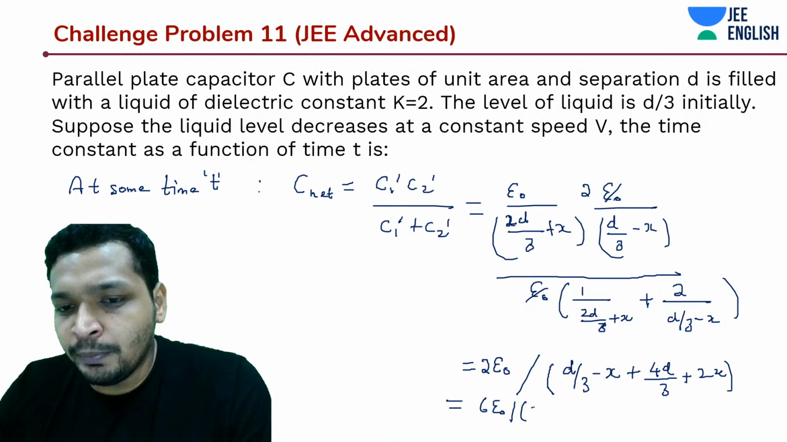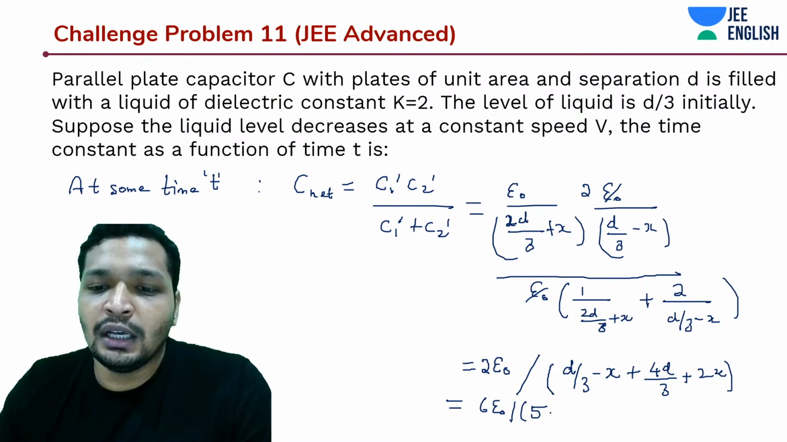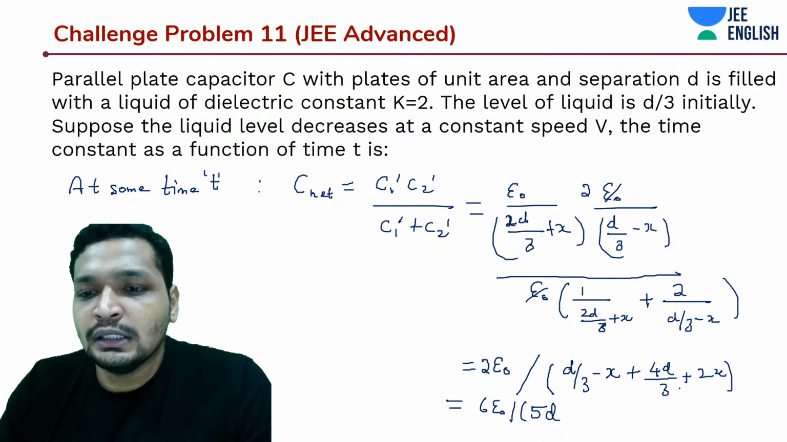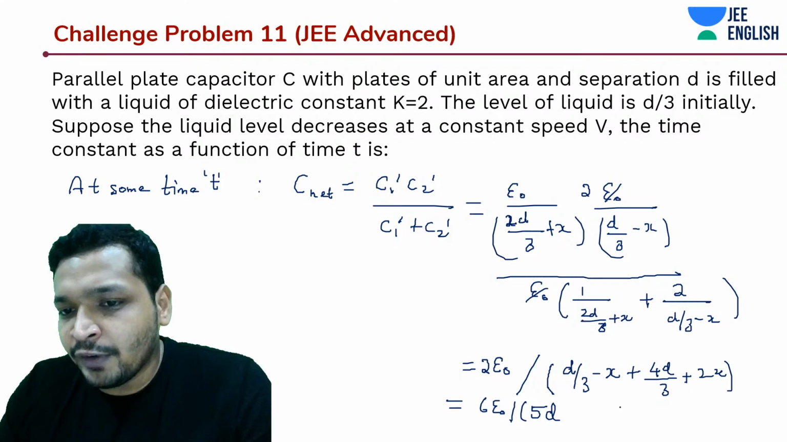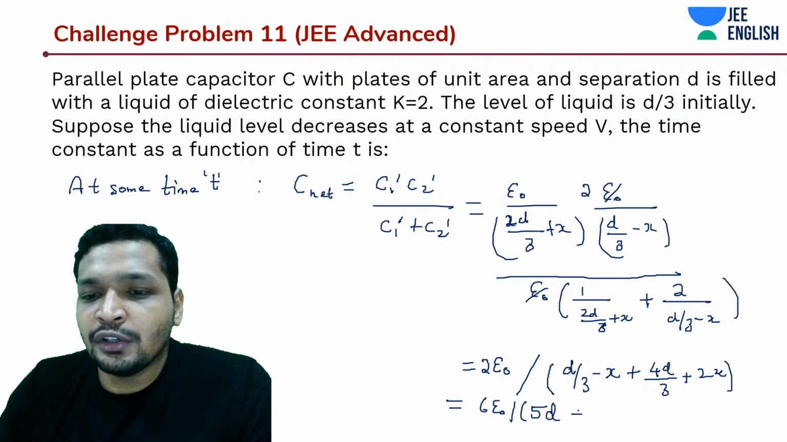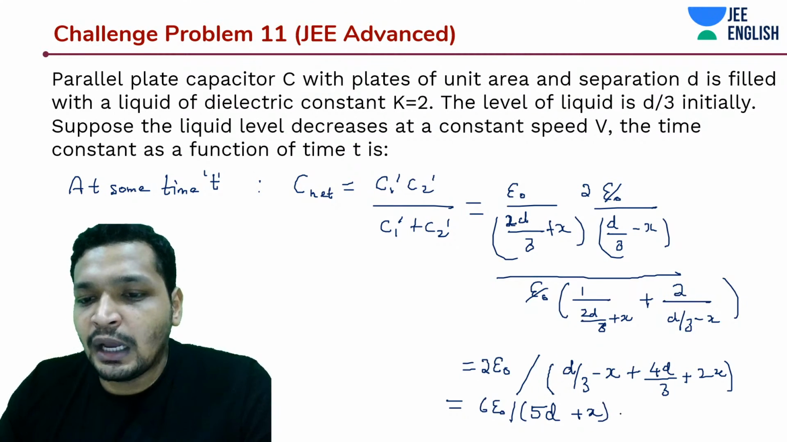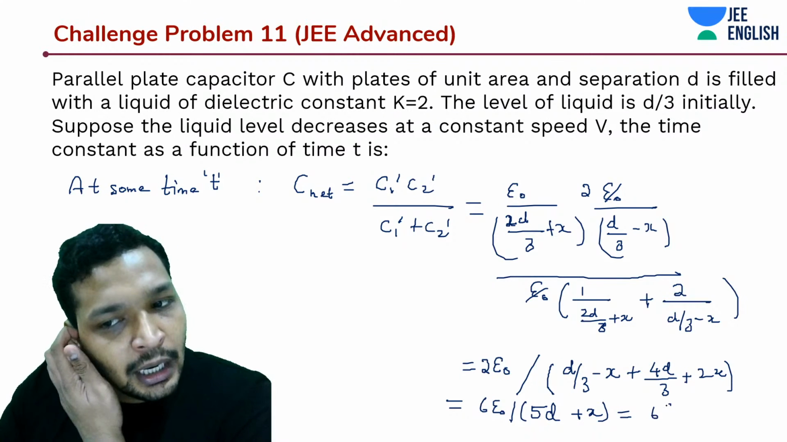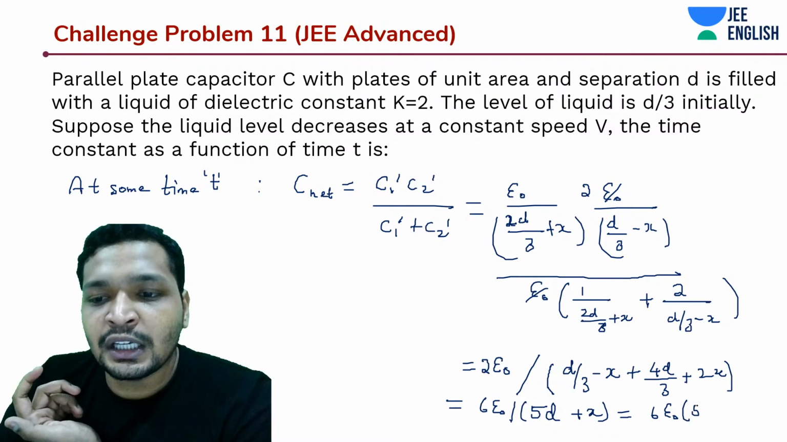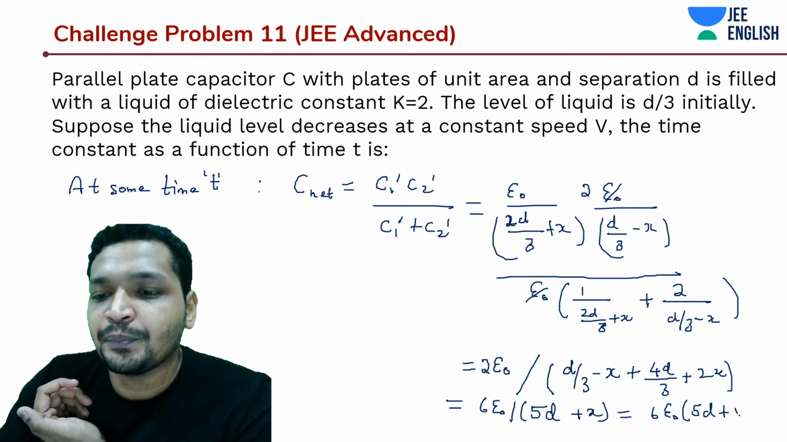3 goes on the top, that is going to become 6 epsilon naught, and this is 5d, right? 3 and 3 common, 5d, and that is going to be plus x. And what is the value of your x? Like what Vanshika said, it is nothing but Vt.